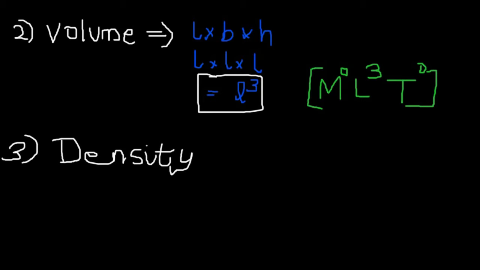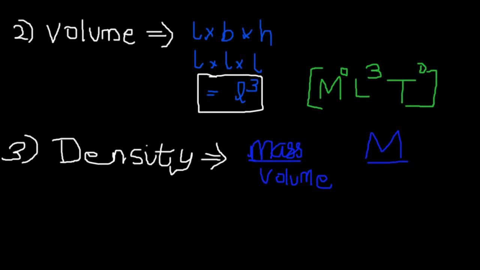Our next derived physical quantity is density. What is the formula for density? It is mass by volume. What is the dimensional formula of mass? You know, it's capital M. What is the dimensional formula of volume? As we saw before, L cube. We have the L cube here, so just write L cube here.